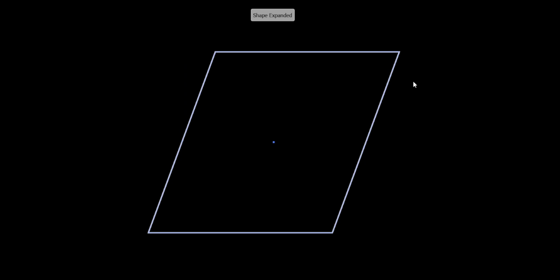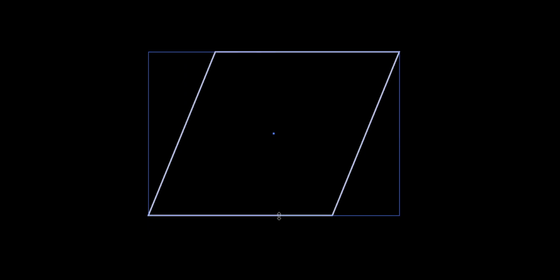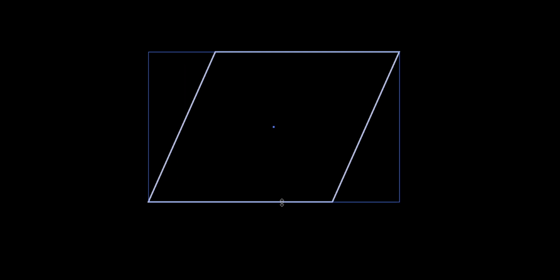What do we know about a rhombus? All sides are parallel? What? All sides are equal. Very good. Right, you do have two sets of parallel sides because it's a parallelogram, right? A rhombus is a parallelogram.